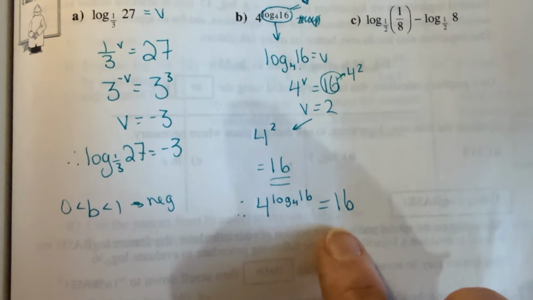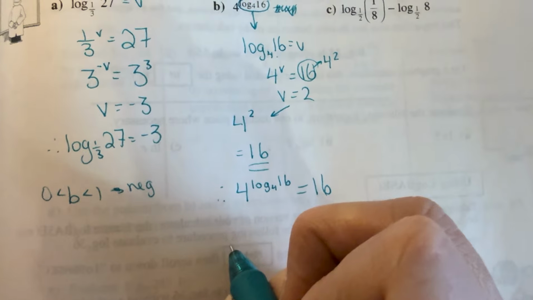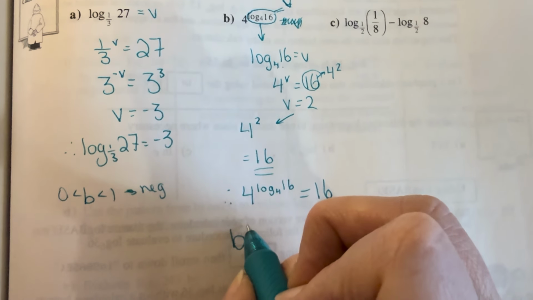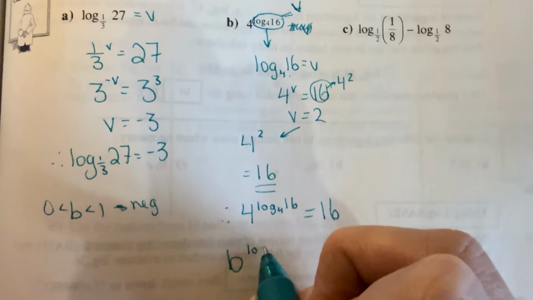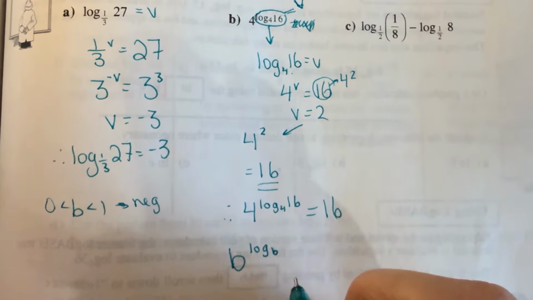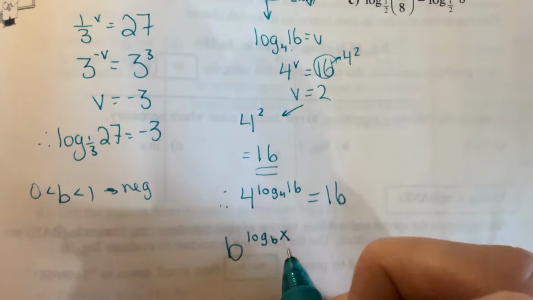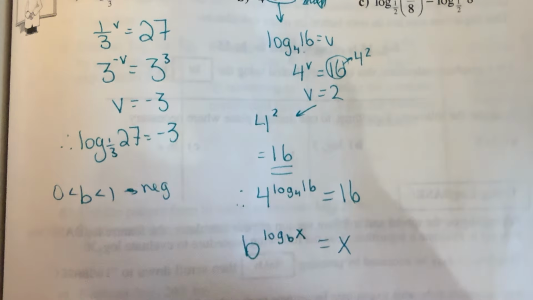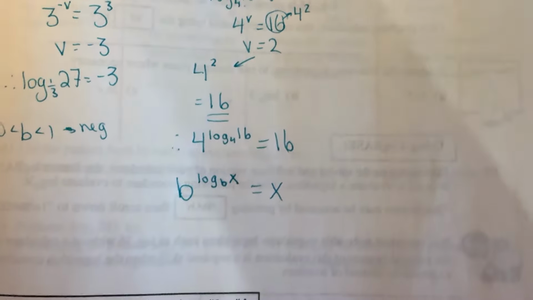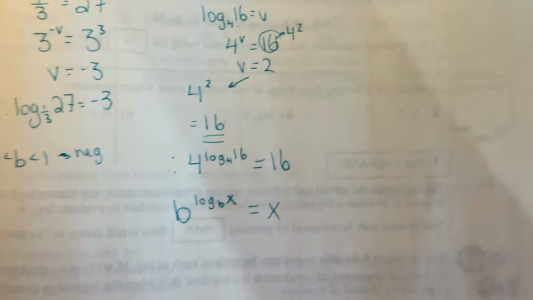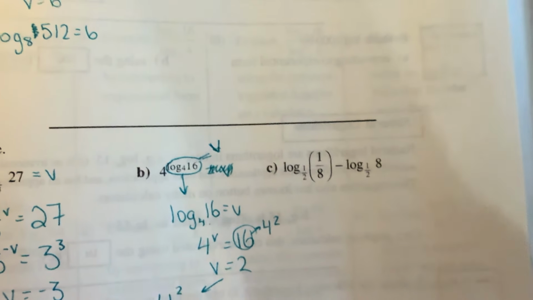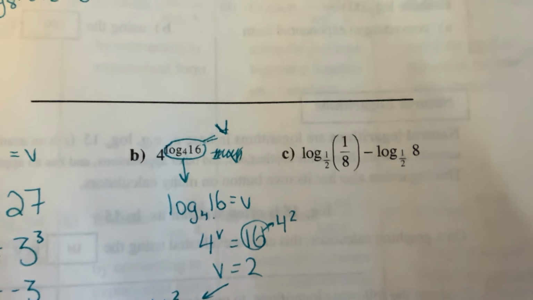And here's actually another pattern. Okay, if we have b raised to the power of log with the same base, whatever the argument is is also going to be equal to the value. Okay, all right, this example here.